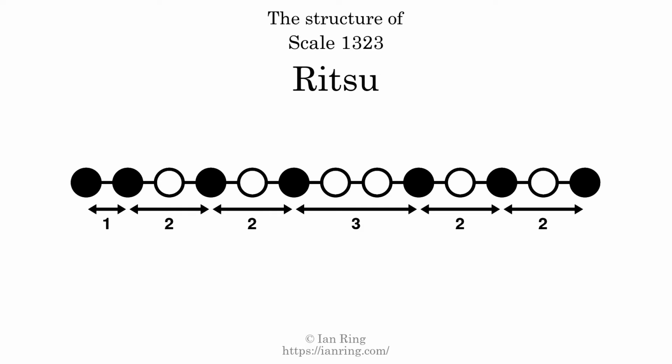The structure of a scale is a description of the interval distance between each successive tone. This scale has a structure of 1 2 2 3 2 2.